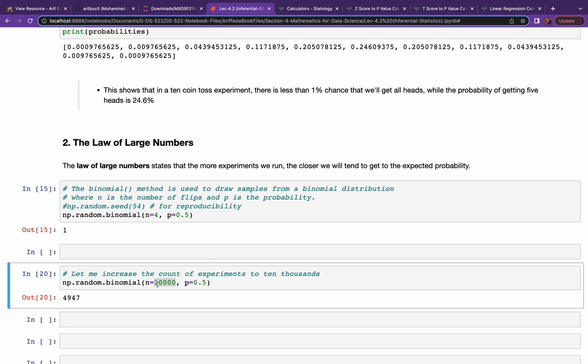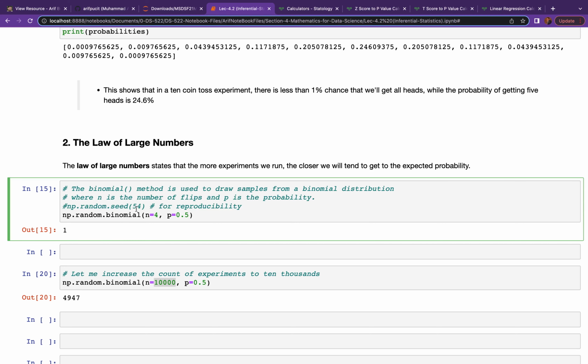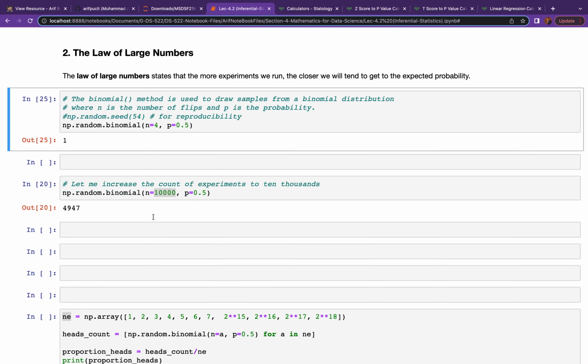That is, the more experiments we run, like in this example 10,000, the closer we get to the theoretical or expected probability, that is 50%. You see, 10,000 experiments and almost around 5,000 times we are getting heads. Let me run this. Over here we are running it 4 times and the outputs are 2, 3, 3, 3, 1. So it is not very close to the theoretical probability or the concepts which we have discussed.